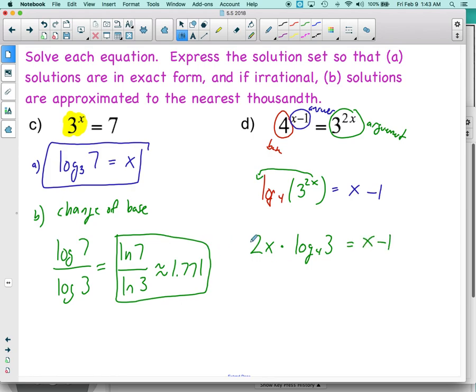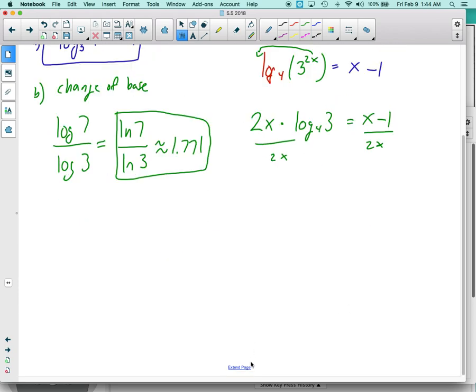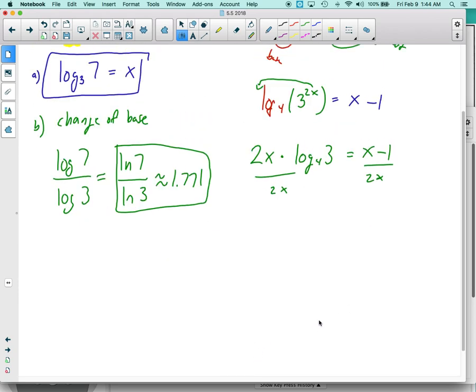There are many ways to do this problem from here. One thing you might notice is our x is on either side of the equal sign, so if we divide this 2x to this side, that'd be a way of gathering our x's onto one side of the equal sign. So that's gone.